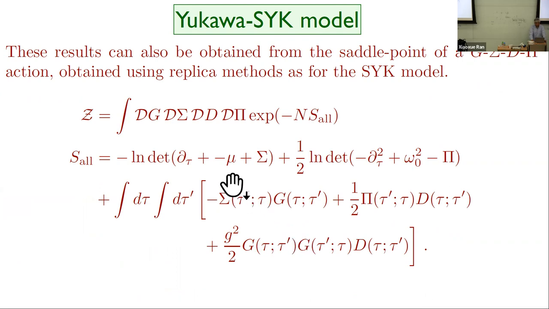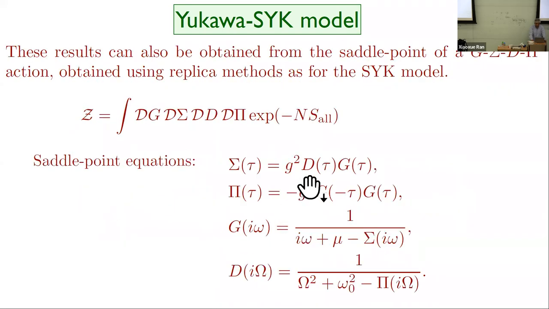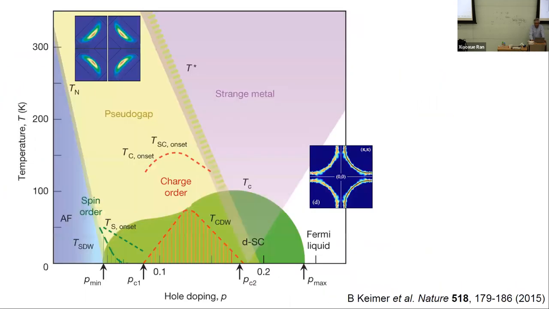So this now has the Green's function of the fermion G, the self energy of the fermion, the Green's function of the phonon or the phi, D, and its self energy. This is the action, and then the saddle point equations are these equations. It's just twice as many equations, but the solution is not twice as difficult. It's really pretty much the same tricks. Okay. All right. So now I'm done with the SYK type models.